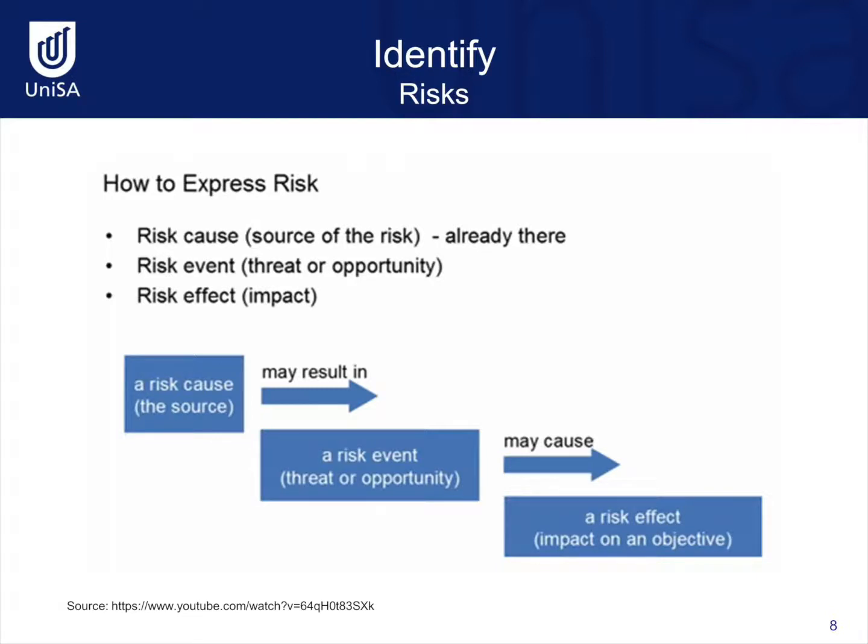Here is an example of how to express risk. We provide the risk cause, the risk event, and then the risk effect. So a risk cause, the source, may result in a risk event, threat or opportunity, which may cause a risk effect, impact on an objective.